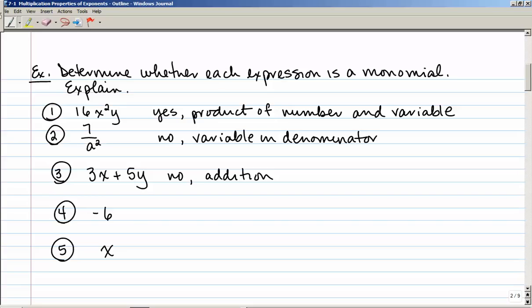Number 4, negative 6. Yes, this is a monomial because it's a number. Remember, the definition said it's a number or a variable or the product of a number and variables. And number 5, x. Yes, x is considered a monomial because it is a variable.